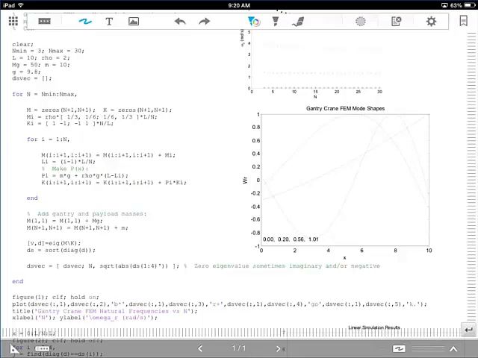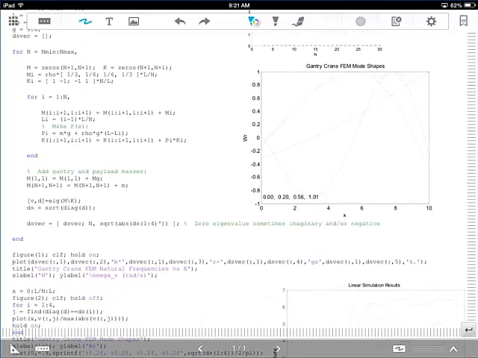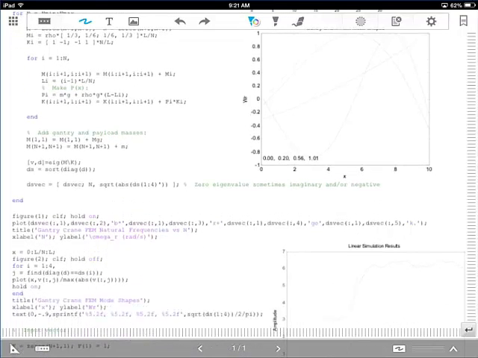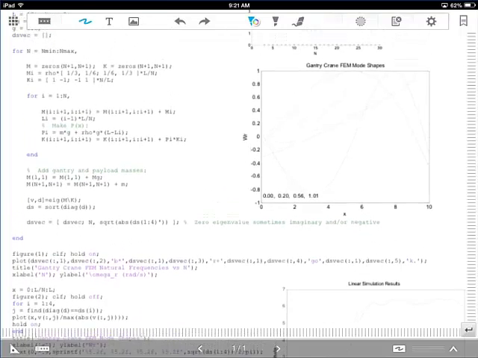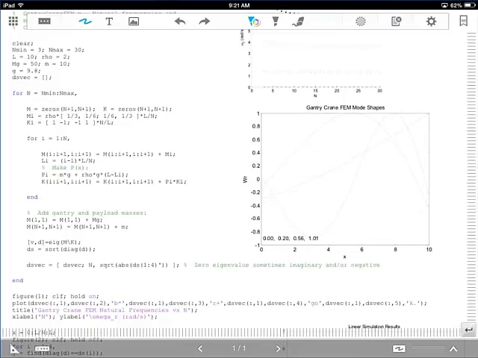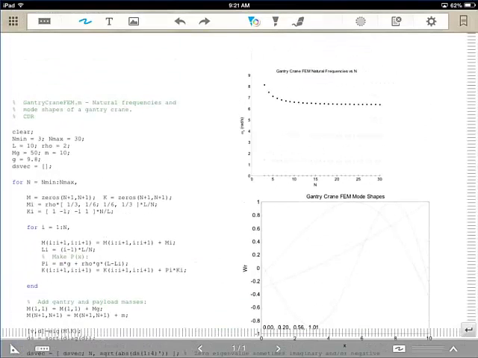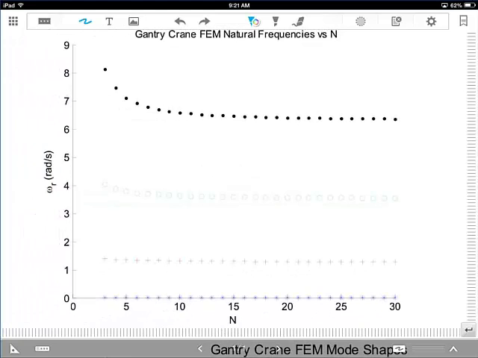Otherwise this code looks exactly the same as the pinned string. Instead of eliminating the first and last rows down here, we just add the mass of the gantry to the 1,1 term and the mass of the payload to the last term. Then the same procedure to get the eigenvalues and eigenvectors, and then we plot those up. In this case I don't really have a theoretical value to compare them with, but since we checked out our code with a pinned string, we're fairly confident that these numbers are going to be reasonable. And again, you see the eigenvalues converging from above.